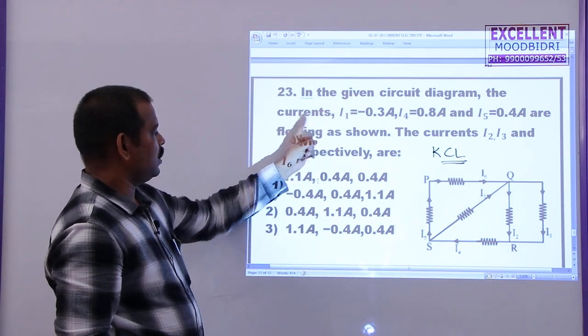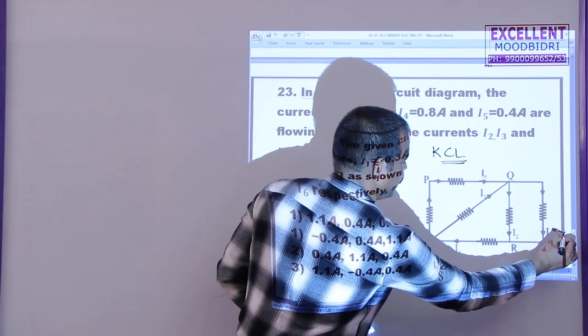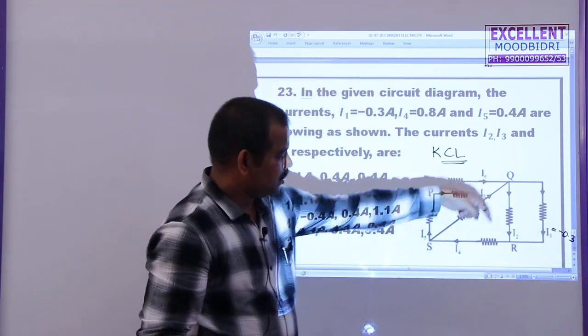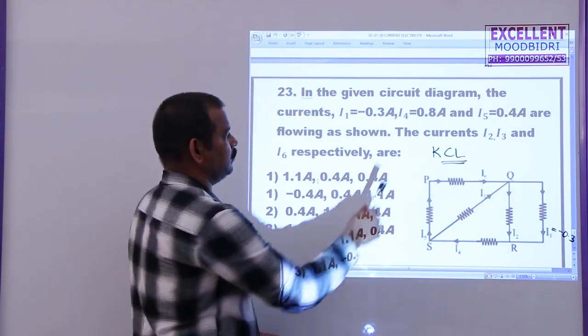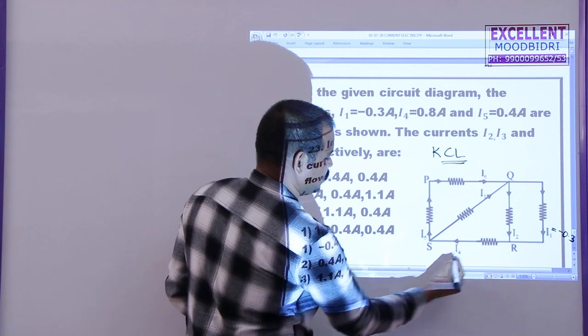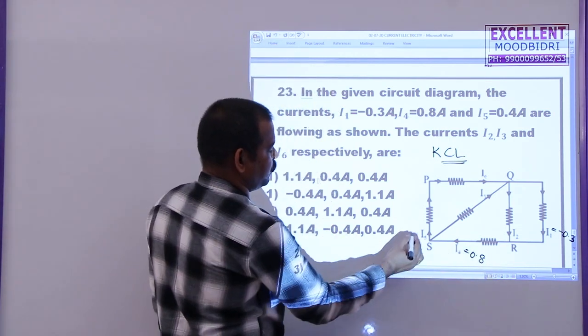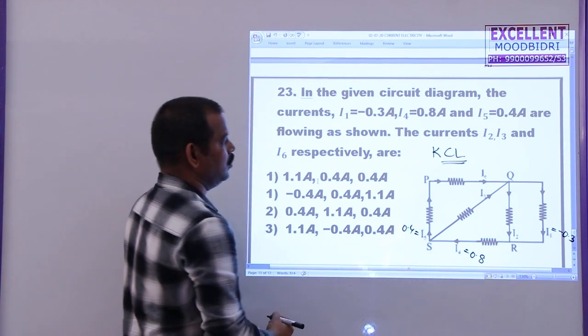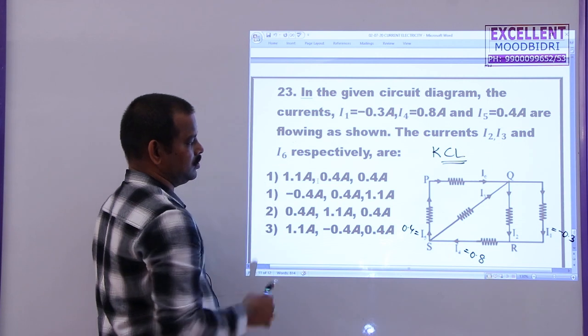In the given circuit diagram, the currents are 0.3. So this is minus 0.3. That means here the arrow is shown downwards, but the actual current is going up. Then I4 is equal to 0.8. And I5 is equal to 0.4. Now the currents I1, I2, I3, I6 are how much?